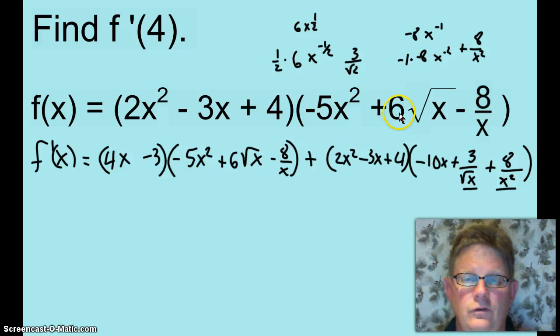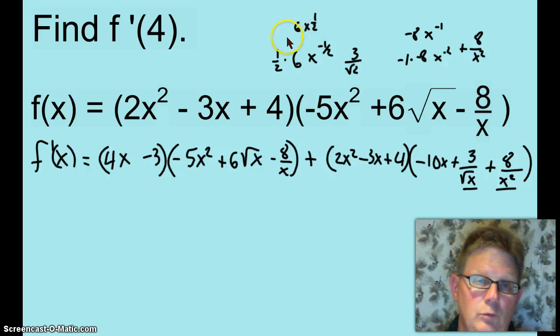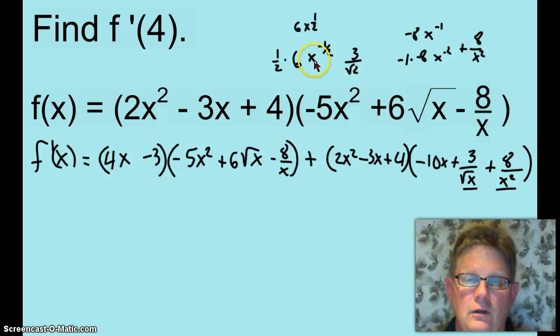Alright, the 6 times root x, that can be rewritten as 6 times x to the 1/2. Move that exponent down, 1/2 times 6. Subtract 1 from the exponent. 1/2 minus 1 would be negative 1/2, which will put the x in the denominator, and it will be a square root since it's to the half power.